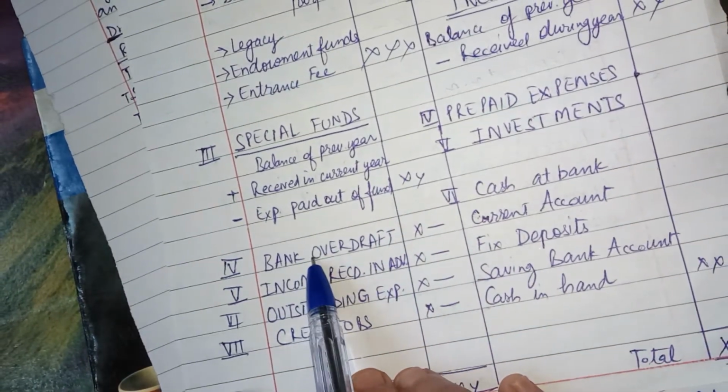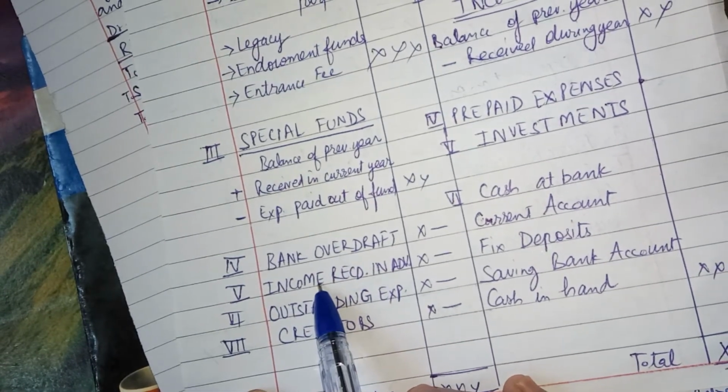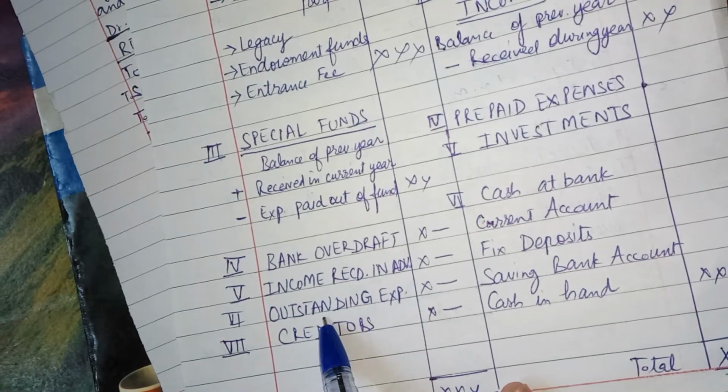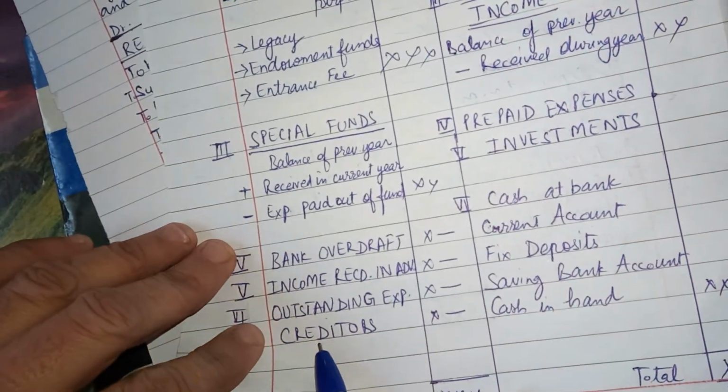Then bank overdraft will be here. Incomes received in advance, outstanding expenses, and creditors on the liability side.